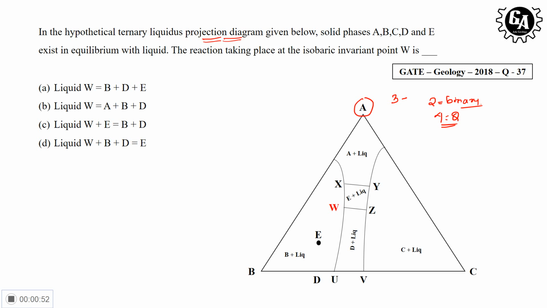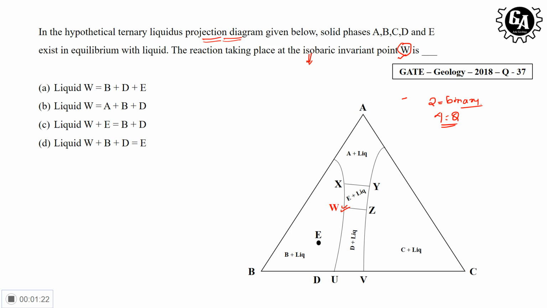So given below are solid phases A, B, C, D and E. You can see A, B, C, D and E. Okay, A, B, C, D and E exist in equilibrium with the liquid. The reaction is taking place at the isobaric invariant point W. So in this question they are saying that this point W is an isobaric invariant point.